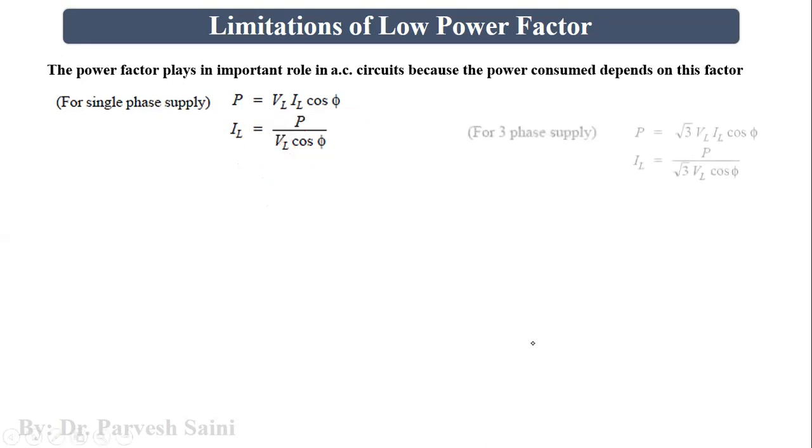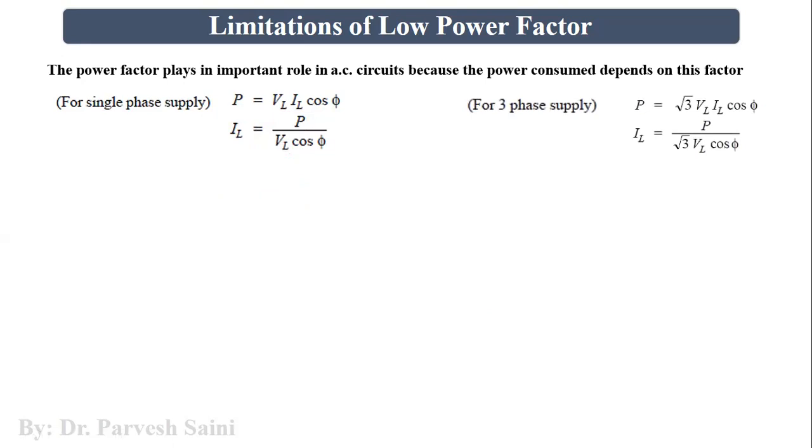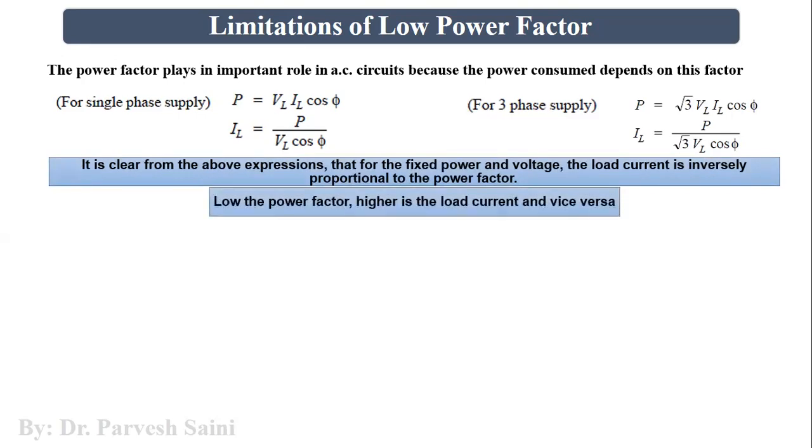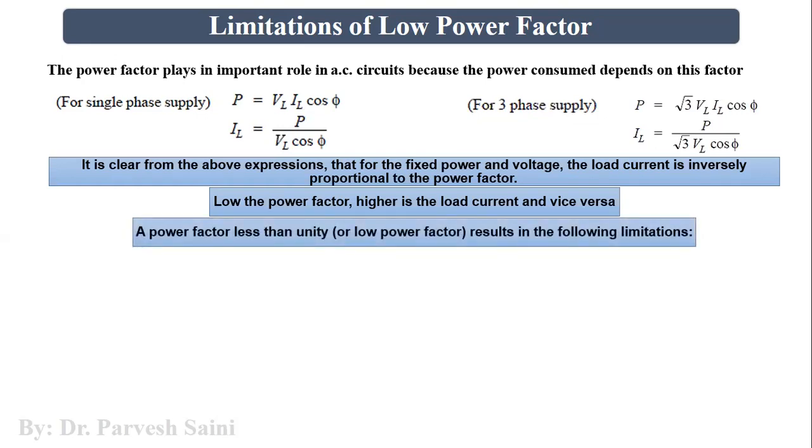Similarly for a three-phase circuit, in both cases the load current is inversely proportional to the power factor. This means that if the power factor is low, then a high value of load current will flow into the circuit, and vice versa. If the power factor is high, the load current will reduce, and a low value of load current will flow in the circuit. Either the current requirement would be high or it would be less; it depends upon the value of the power factor.